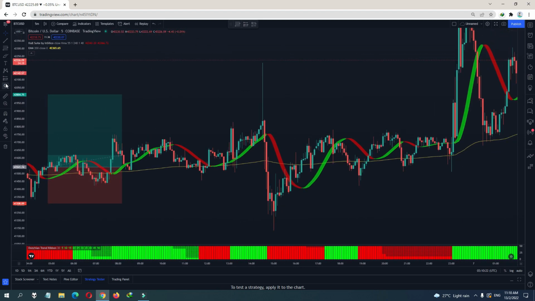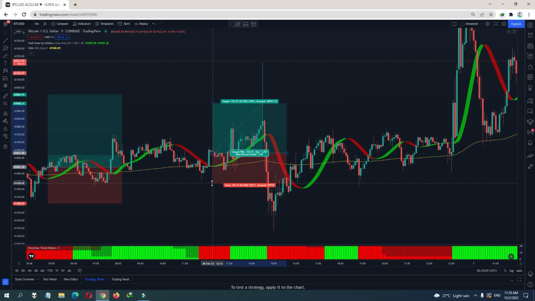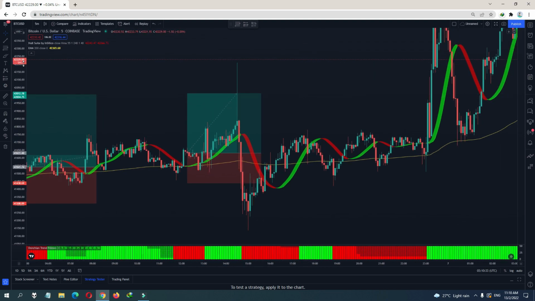So here we have another one. Price above the 200 EMA, and the Donchian is red, so you can target 1 to 2. Okay, so here's another one.